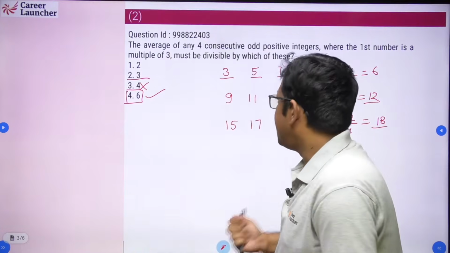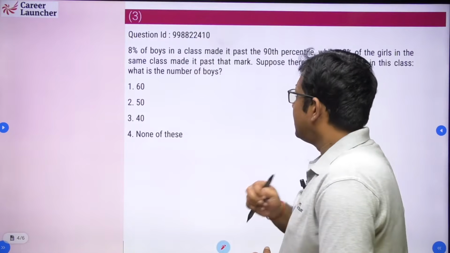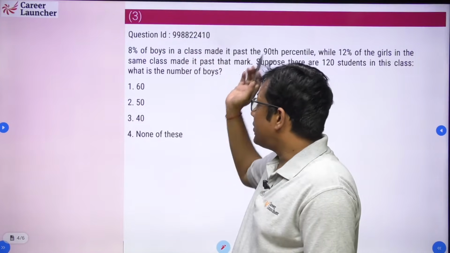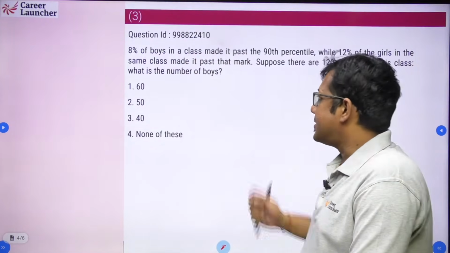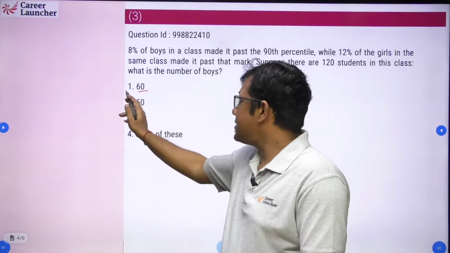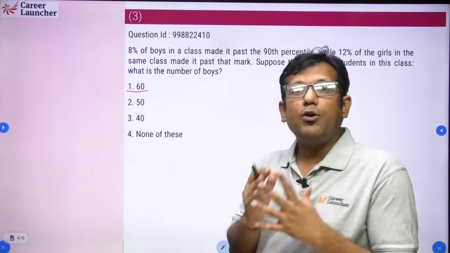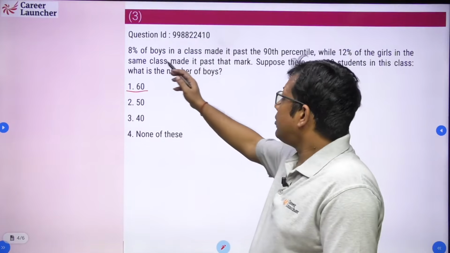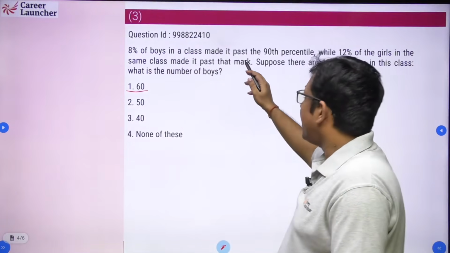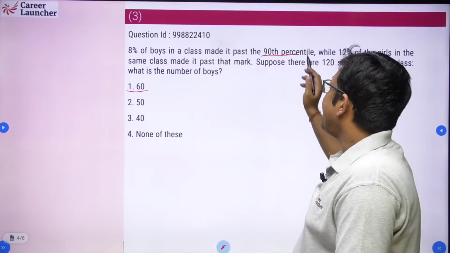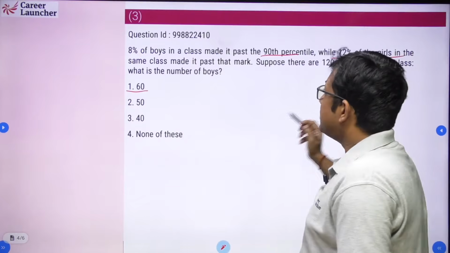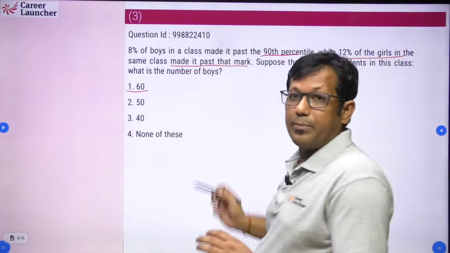Okay, now let's move on to the next one. This question has the question ID 998822410. Now what does it say? So here they have given the answer as option 1, 60. Now let's see why this answer is wrong. Okay, now 8% of the boys in a class made it past the 90th percentile, while 12% of the girls in the same class made it past that mark.